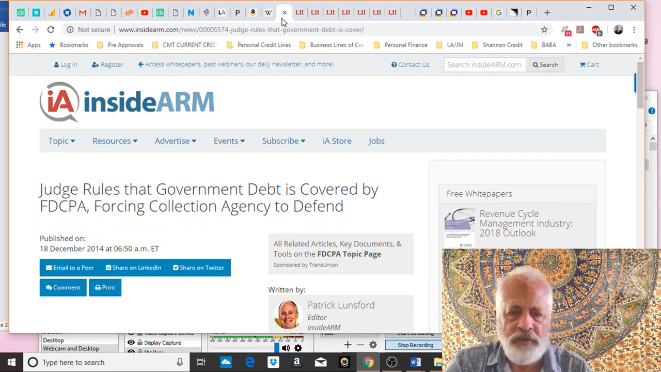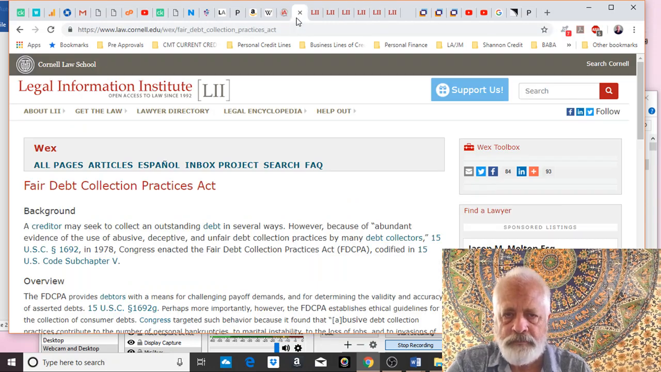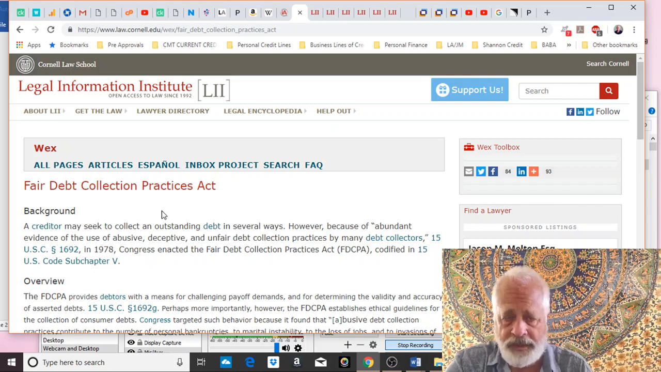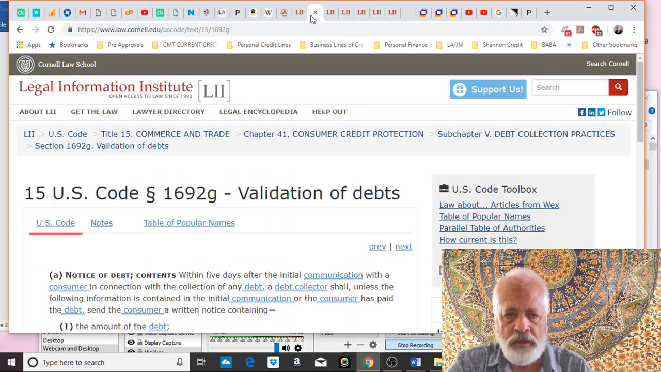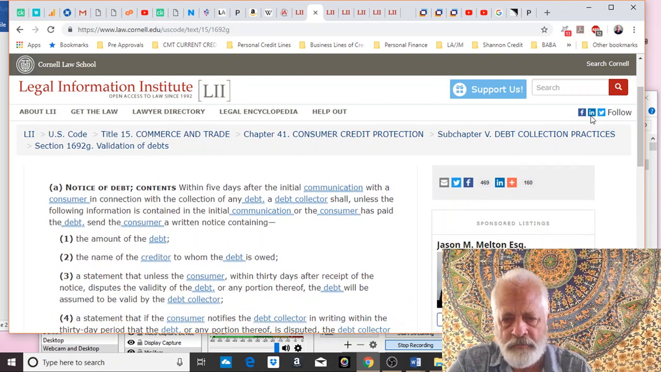First of all, here's just an aside. People say, well, FDCPA doesn't work because I have a student loan. Yes, it does. Here you go, read about it. The Fair Debt Collection Practices Act. Read all about it right here. It's part of the United States Code, and it's about who can collect debt and how. You start looking into it and you realize, hey, part of that is validation of debts. You have to get debts validated, right?